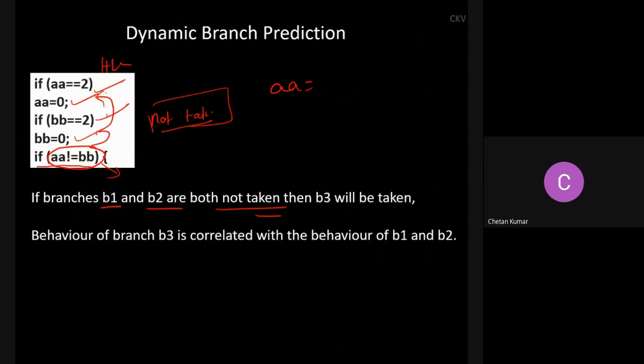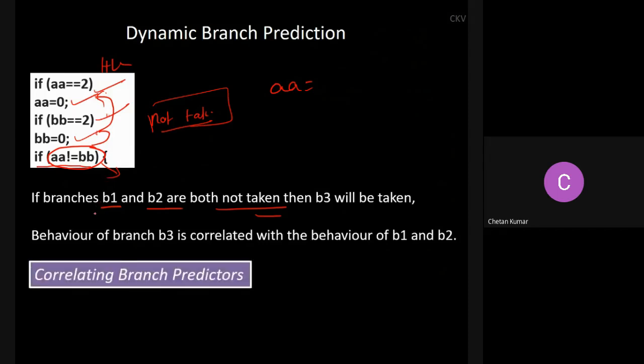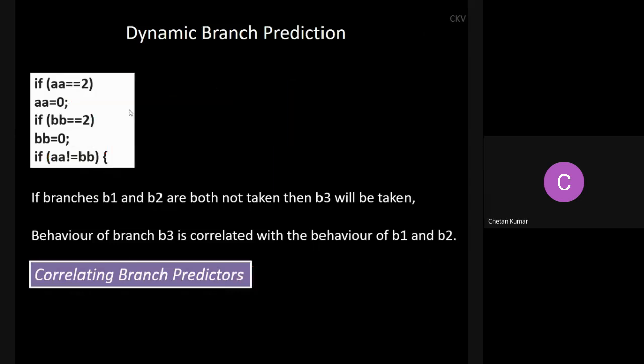So in that case, we might use another type of predictor which we call correlating branch predictors. This is a bit advanced topic, and I will not be covering that as part of this computer architecture course. There is another predictor called the correlating predictor, where it will keep track of not just itself, but other branches also. Based on how other branches are behaving, the prediction for this branch will be decided. That is called a correlating branch predictor.